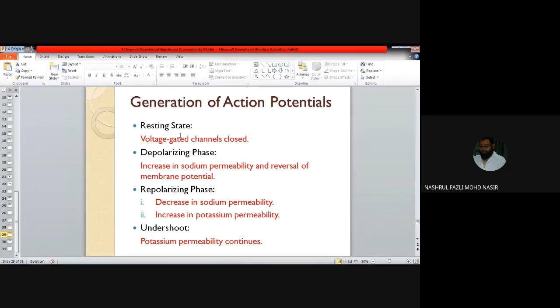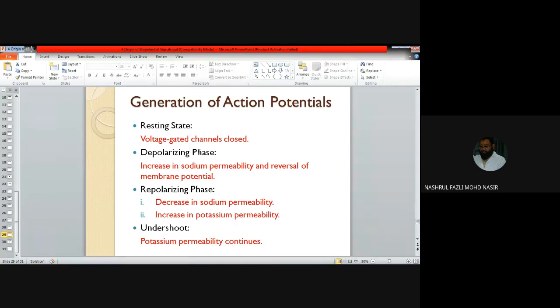Resting state: the voltage-gated channels are closed. It's good if you have a picture; if there's a picture here, maybe you can draw it besides your notes. Please print your notes, but don't print this part at 20 slides per page. For this one, maybe just one slide per page, so you can have more space to draw.